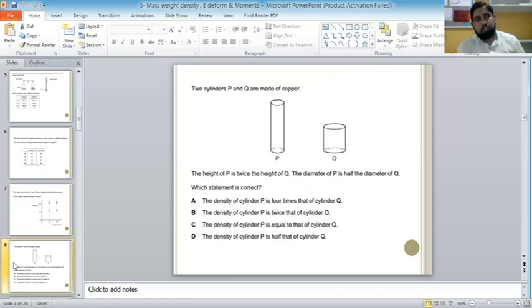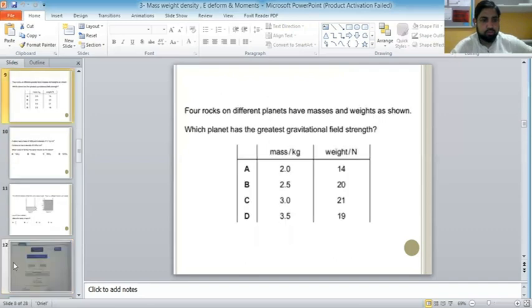Okay, two cylinders P and Q are made of copper. The height of P is twice the height of Q. The diameter of P is half the diameter of Q. So it means the dimensions are different. Which statement is correct? The density of cylinder P is 4 times the density of cylinder Q. The density of cylinder P is twice that of cylinder Q. I guess that's a trick question. Copper is used to make both the cylinders. The material is the same, so the density will be the same. Exactly, volume is not mentioned here, but they use the same material. So the density of cylinder P is equal to the density of cylinder Q.